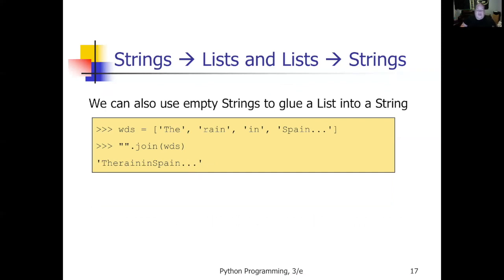And if I don't want anything in between them, I can use an empty string. Here's my list, the rain in Spain. And I just use double quotes, meaning empty or nothing, dot join, but this is still a string. An empty string is still a string. This takes this empty string and joins together the words. So I get a new string, which is those words pushed together with no spaces or anything in between them. You can do that too if you want to.